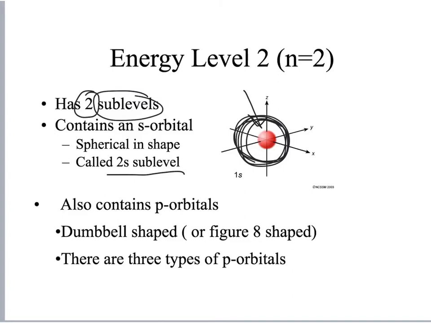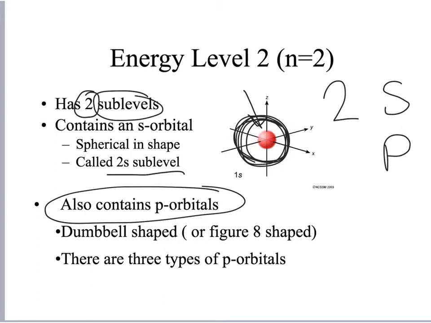But also, since energy level 2 has 2 sublevels, it has the s sublevel and now the p sublevel. The p sublevel is actually shaped like a figure 8 or a dumbbell shape, or I like to say almost like 2 teardrops that come together. When I go to the next slide, I'm going to show you what the p orbitals look like.